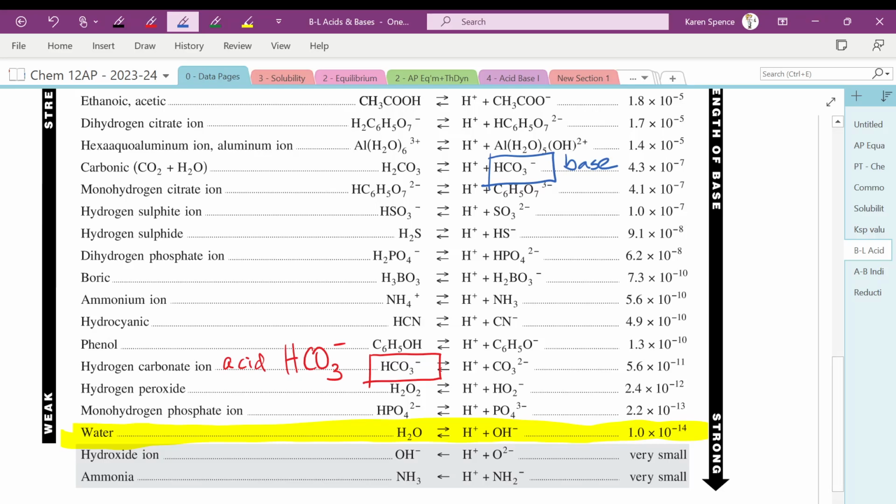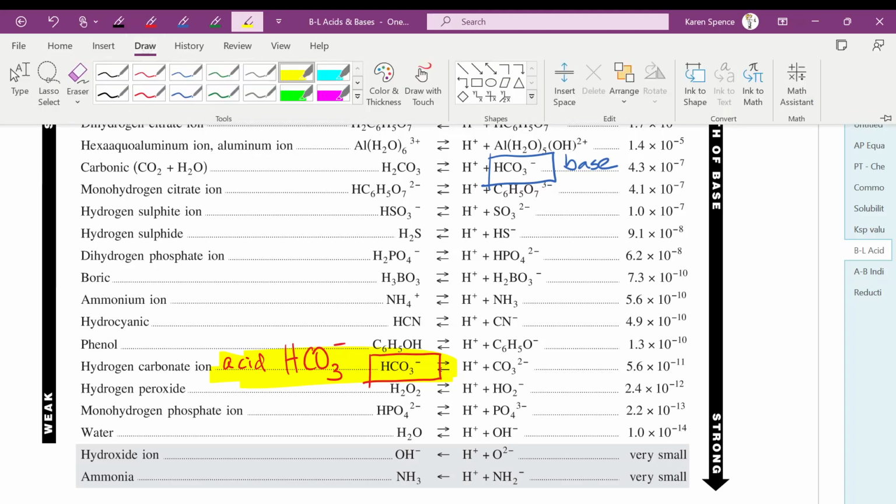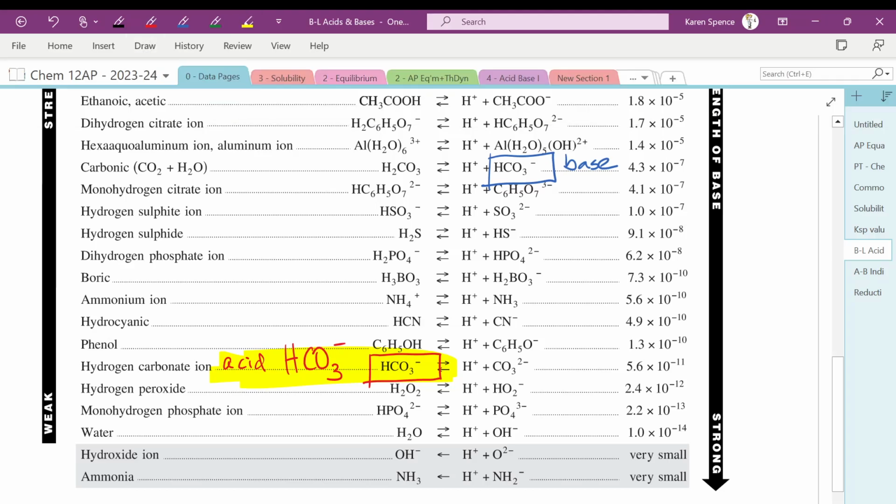If you're stuck, you're going to look at your acid base table and you're going to say, here I have HCO3 acting as an acid. Here I have HCO3 acting as a base.